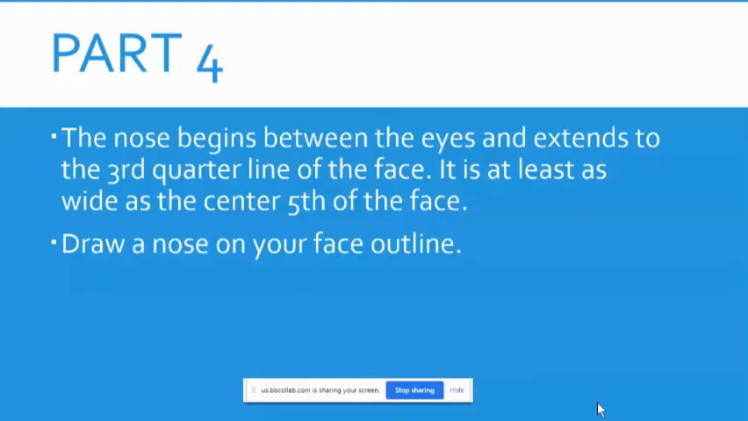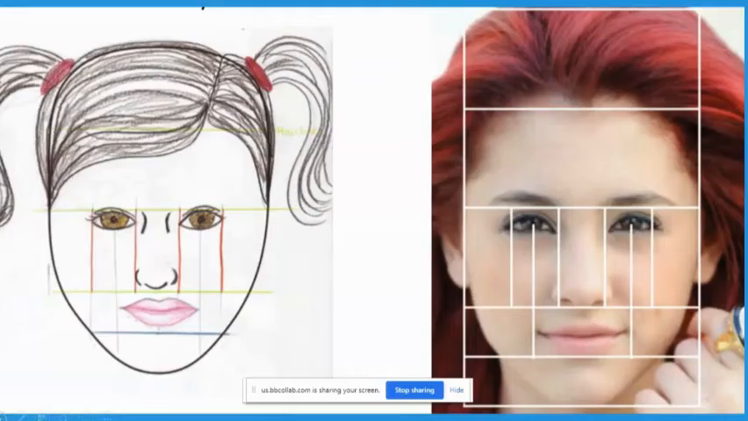For the next part, we're going to draw a nose. The nose begins between the eyes and extends to the 3rd quarter line of the face. It's at least as wide as the center 5th of the face. So now we're going to draw a nose on the face outline. If you don't believe me about noses, let's take a look at our example.